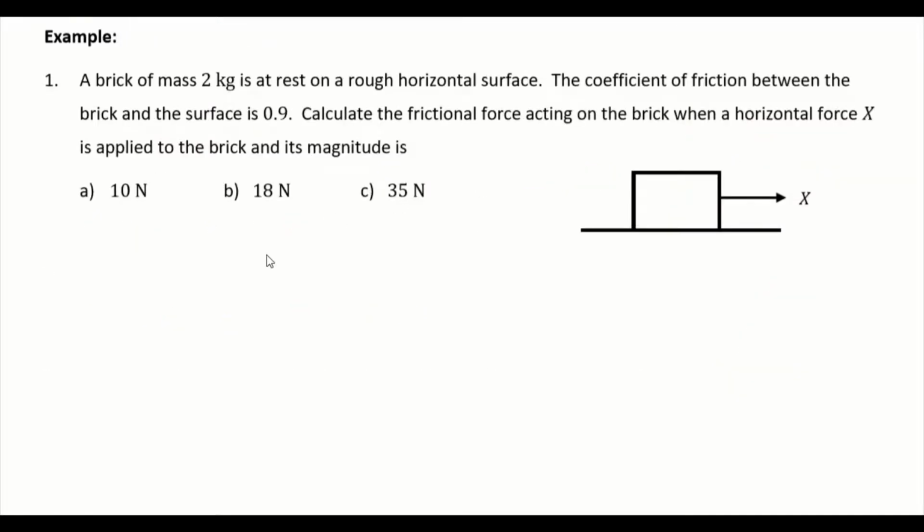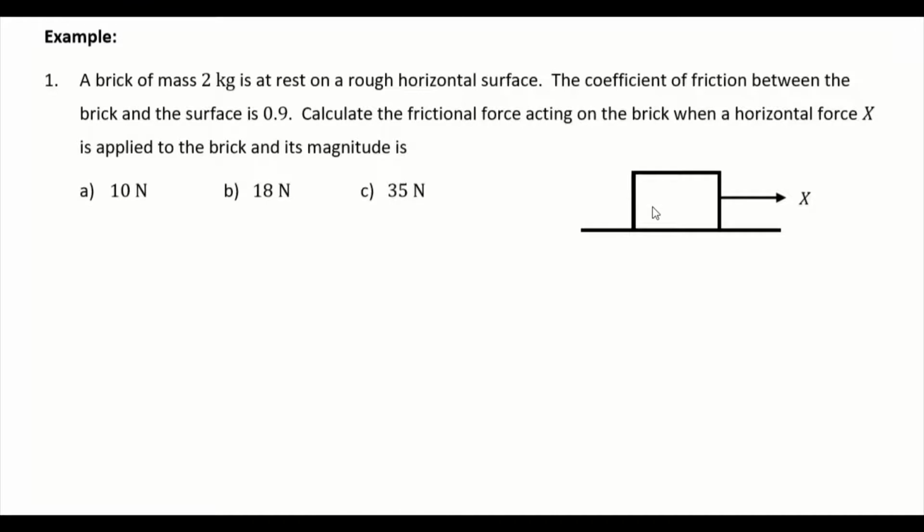Example one. A brick of 2 kg is at rest on a rough horizontal surface. The coefficient of friction between the brick and the surface is 0.9. Calculate the frictional force acting on the brick when a horizontal force X is applied to the brick, with the magnitude given in parts A, B, C here.